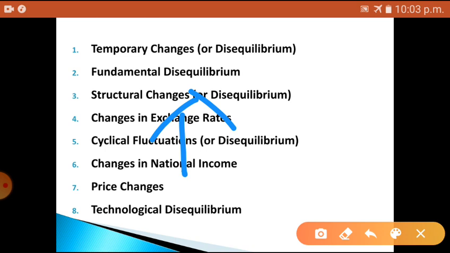Also, if the country is already at the full employment level, an increase in income will lead to inflation, meaning prices will be high, which may increase its imports and thus bring disequilibrium in the balance of payments. So a change in national income means an increase in imports, where a deficit of BOP occurs.